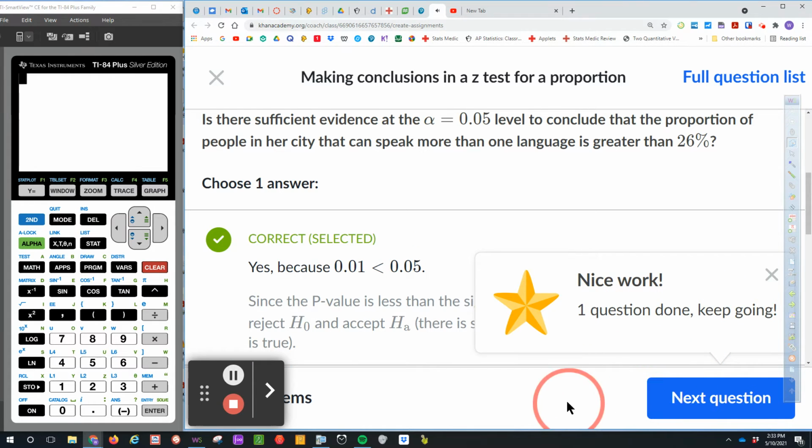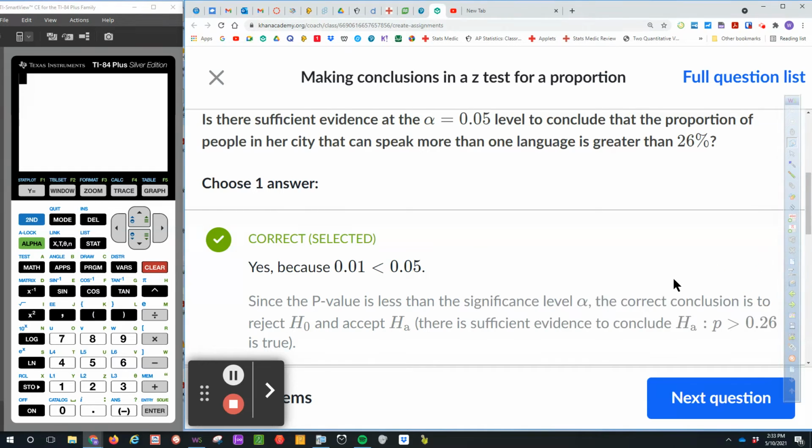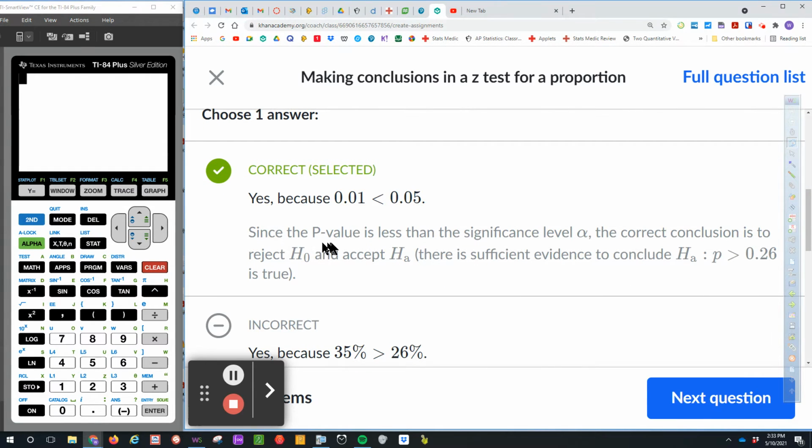Okay, well, let's look at what the explanation goes. Since the p-value is less than the significance level, alpha, the correct conclusion is to reject H naught and accept HA, right? HA is the alternative hypothesis. So there is sufficient evidence to conclude that the proportion is greater than 0.26.